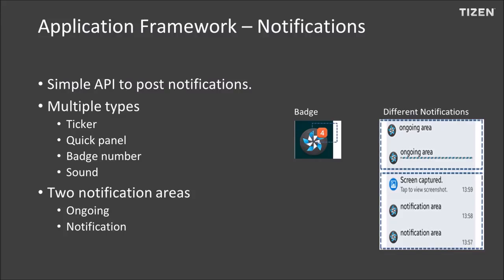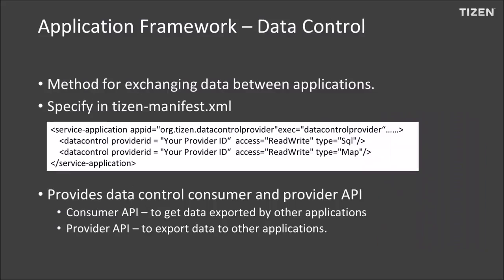Data control is a mechanism for exchanging data between applications. All applications can request data shared by other applications using data control. However, only service applications can provide their own data. There are two types of data controls.